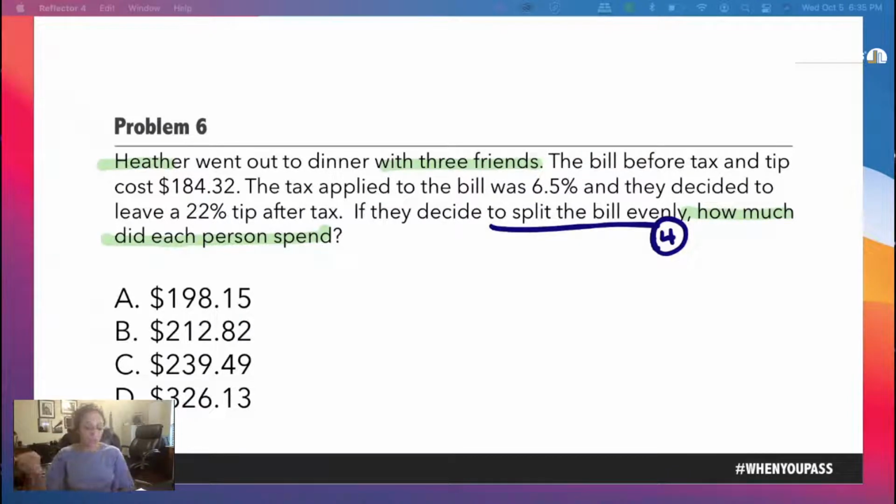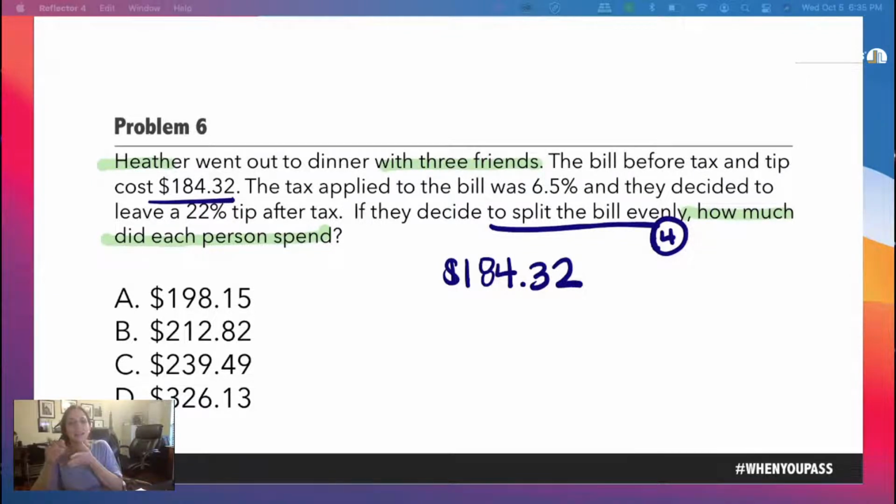Now, let's solve it. The total bill before tax and tip is $184.32, and the tax is 6.5%, and they decided to leave a 22% tip after tax. I'm going to solve the percentage of tax first, so I'm going to multiply. I have 6.5%. How do I transfer a percent into a decimal? I'm going to hop that decimal 2 places to the left.